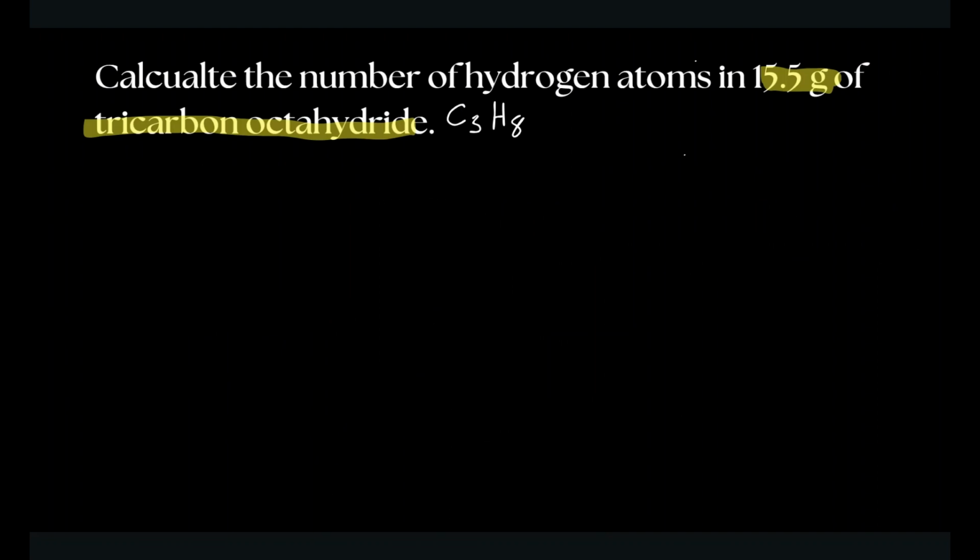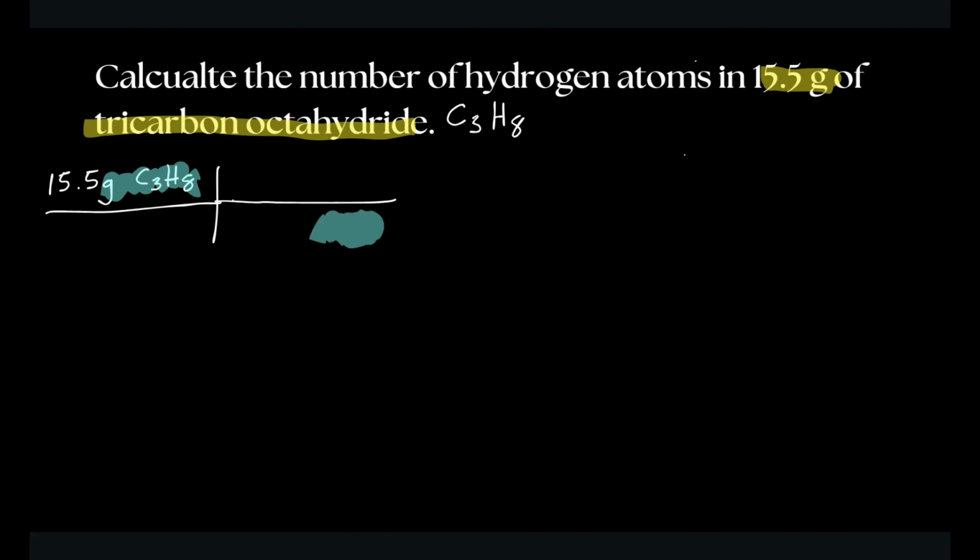Starting off, we have the 15.5 grams of our C3H8. Putting this into our setup, we have the grams of our C3H8 on top, which means in the diagonal, we are going to need the grams of our C3H8. Now, whenever we have grams, we are going to be using the molar mass. So we need to go ahead and calculate the molar mass of our C3H8.